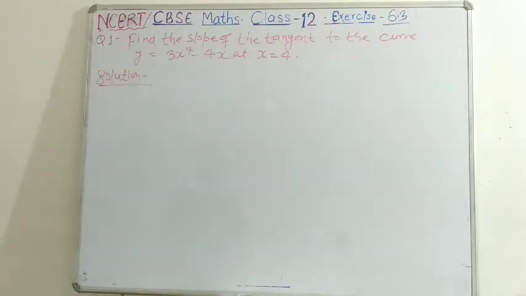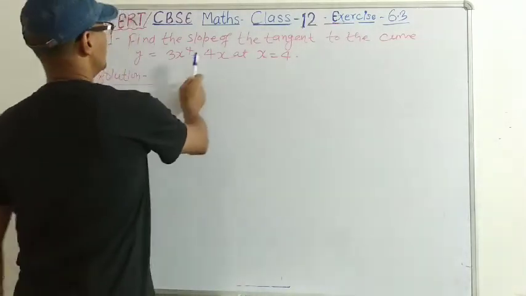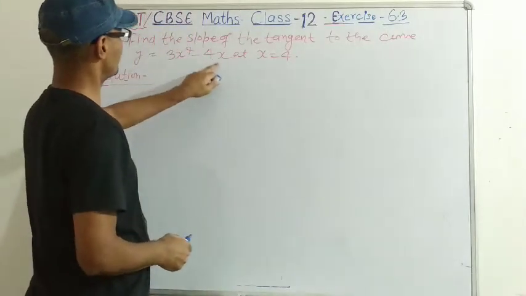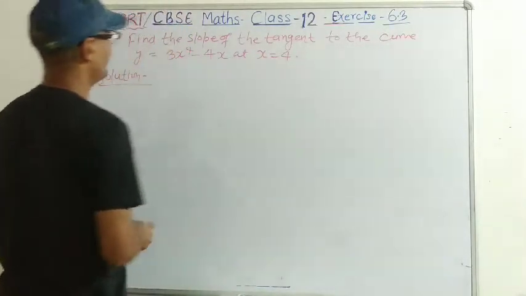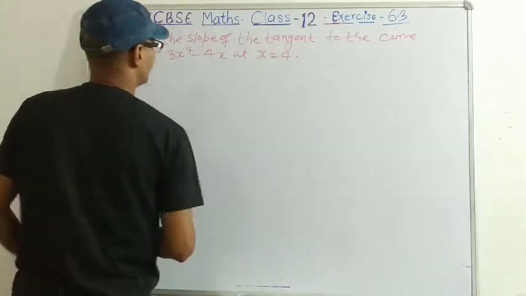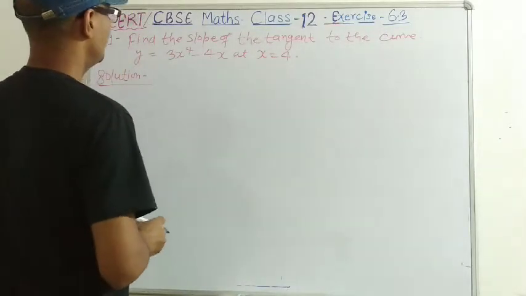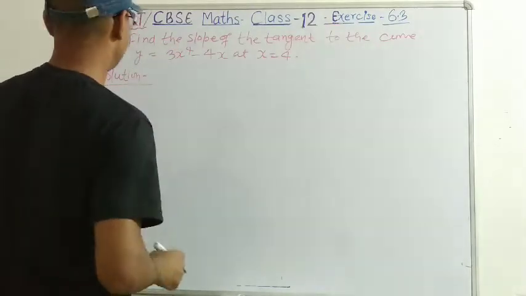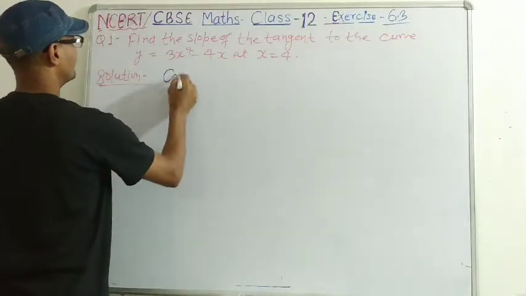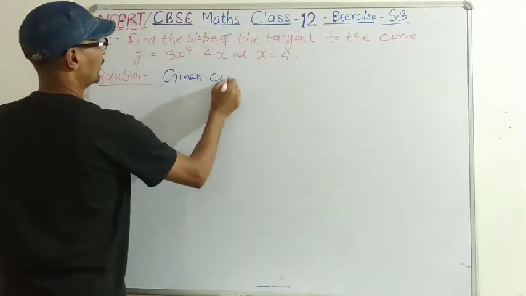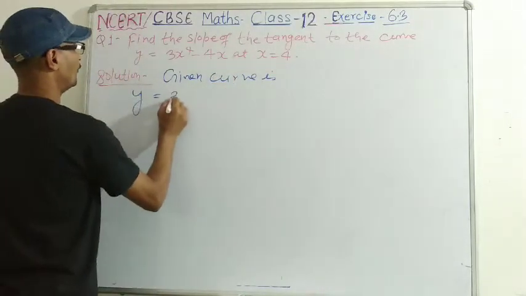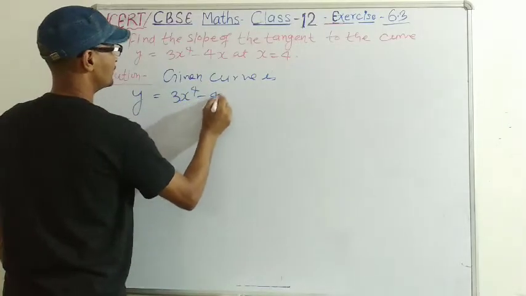Now look at question number 1: find the slope of the tangent to the curve y is equal to 3x to the power 4 minus 4x at x is equal to 4. And if the value of x is 4, what is to be found? We need to find the slope of the tangent. So now the given curve is y is equal to 3x power 4 minus 4x.